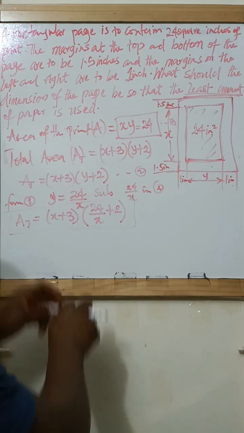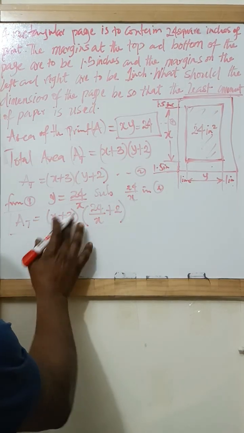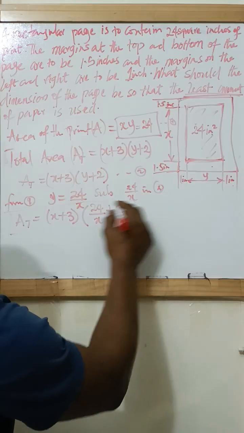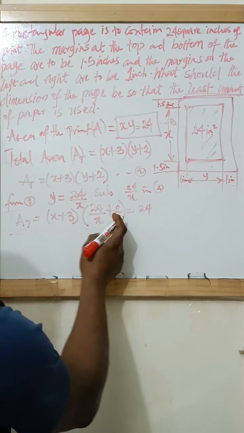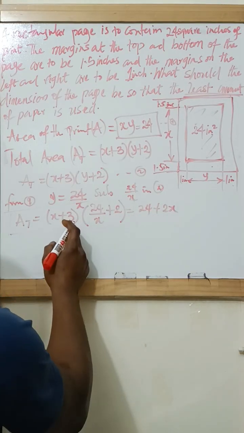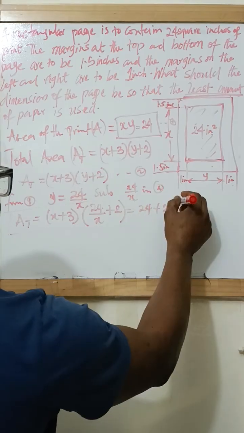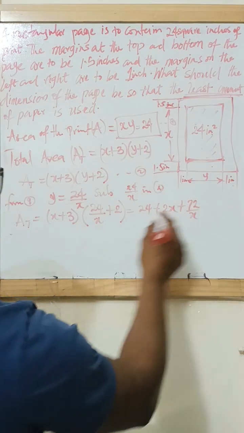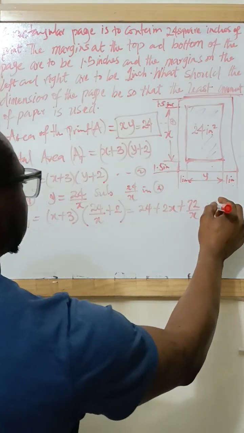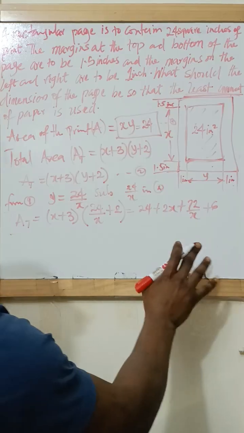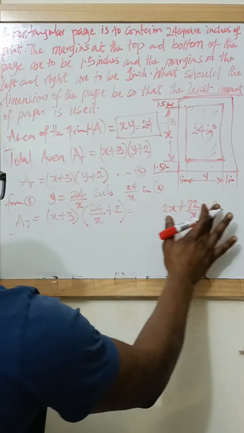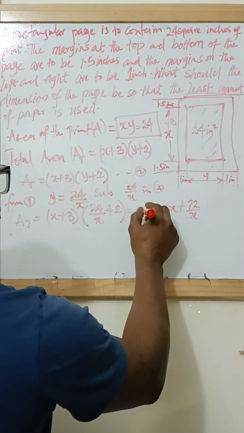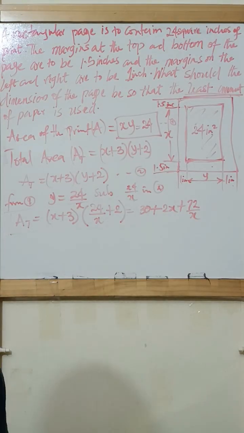Okay, so now let's expand this. What are we going to get? Expanding this, we have x times 24, that will be 24. Then x times 2, that will be 2x. 3 times 24, that will be 72 all over x. And 3 times 2, that will be 6. 24 plus 6, that's 30, right? Let's call this one 30. So we have 30 + 2x + 72 over x, right?